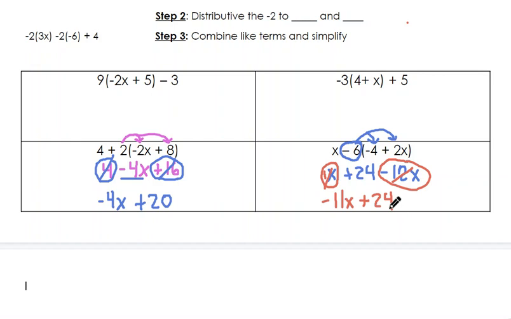Okay, so that is how we distribute and combine like terms. When you have parentheses, you have to get rid of those parentheses first. And the way we do that is use the distributive property. And then after we use the distributive property, then we can look for our like terms, and then we add or subtract the coefficients, the numbers in front of them. And that's how we simplify our expression.